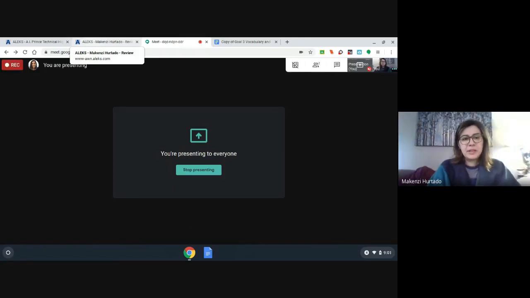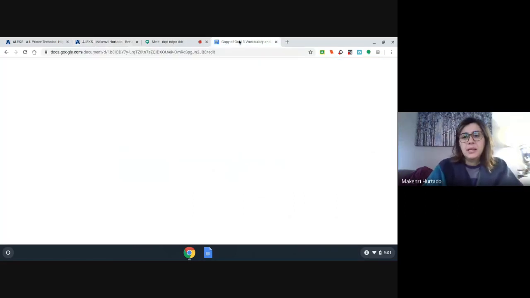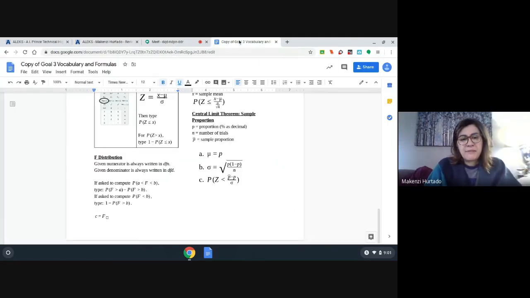All right, today we're going to be looking at F distribution. Again, we need to make sure that we have our vocabulary and formula sheet out. This formula is not very complicated, but you need to make sure that you don't get overwhelmed when you're looking at it. The first thing is that they're going to give us a numerator and a denominator, and we're going to plug those numbers in where we see DFN and DFD.